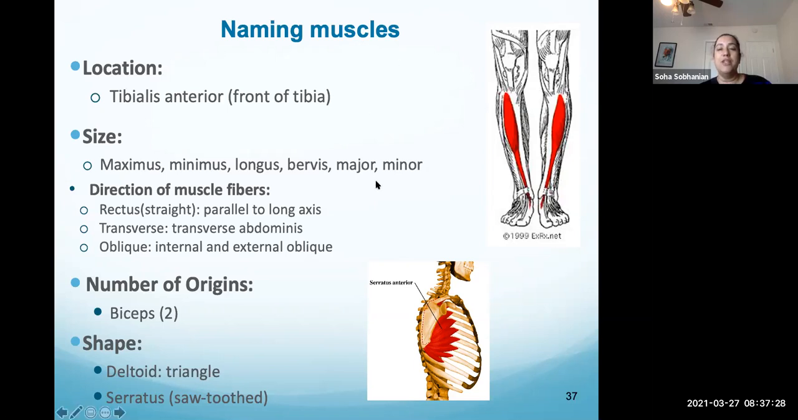The word major versus minor, that basically means, is the muscle again big or small? So your chest muscle is pectoralis major, and if you lift that, underneath it, deep to that, you have another muscle called pectoralis minor. So pectoralis major versus pectoralis minor.